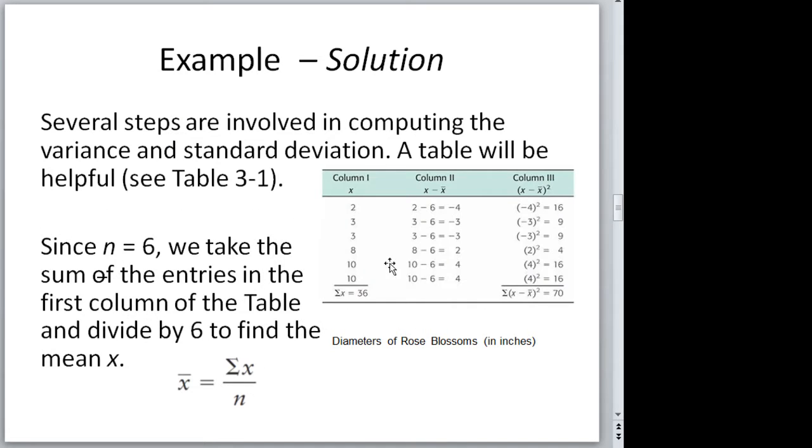Now what you need to do is x minus x bar, which is the mean. So x is 2, as you can see, minus 6, then 3 minus 6, 3 minus 6 again, and so forth. So you get this second column. Now you are not going to add this up yet. You are going to square it first, then you add up.